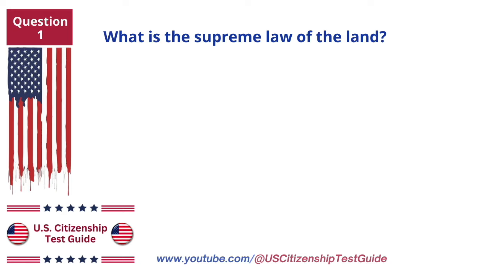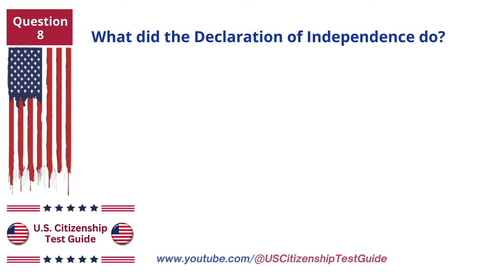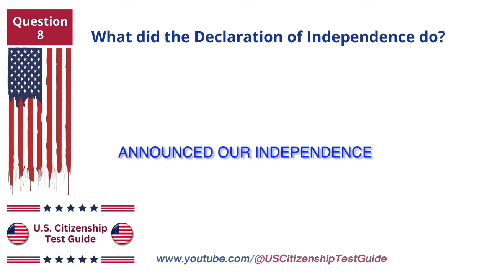What is the supreme law of the land? The Constitution. Who does a U.S. Senator represent? All people of the state. What did the Declaration of Independence do? Announced our independence from Great Britain.